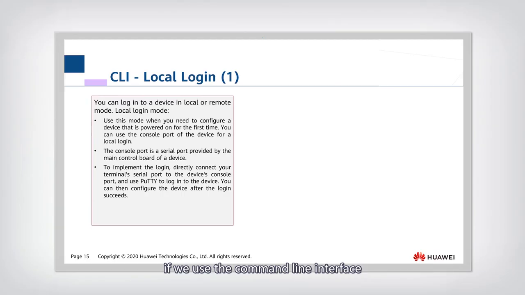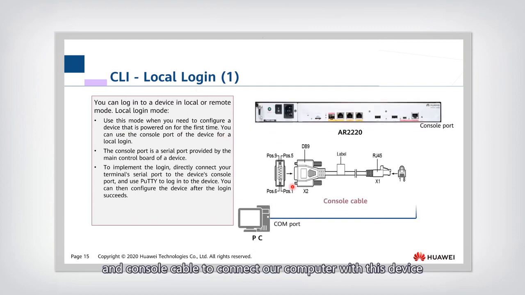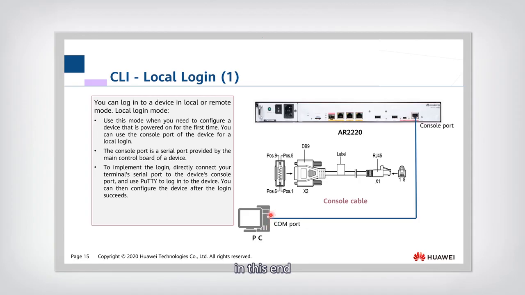If we use the command line interface, we can access the device either by local login or by remote login. For local login, we can use a serial port and console cable to connect our computer with this device. On this end, you connect the line into the COM port, and on the device, you connect the console cable to the console port.